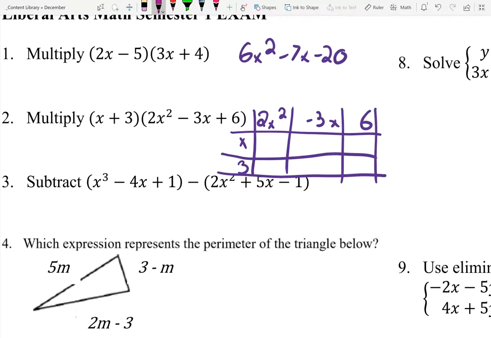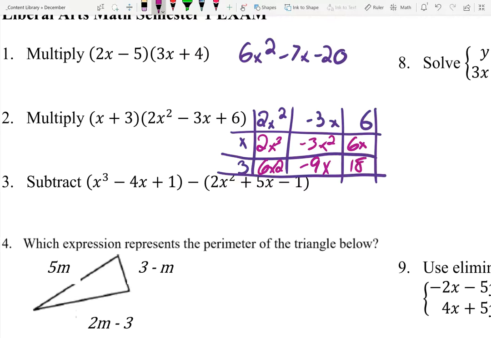2x squared times x, remember, you're still multiplying, so it's still going to be a 2, but x to the third. 2x squared times 3 is 6x squared. -3x times x would be -3x squared. -3x times 3 would be -9x. And last column, 6 times x would be 6x, and 6 times 3 would be 18.